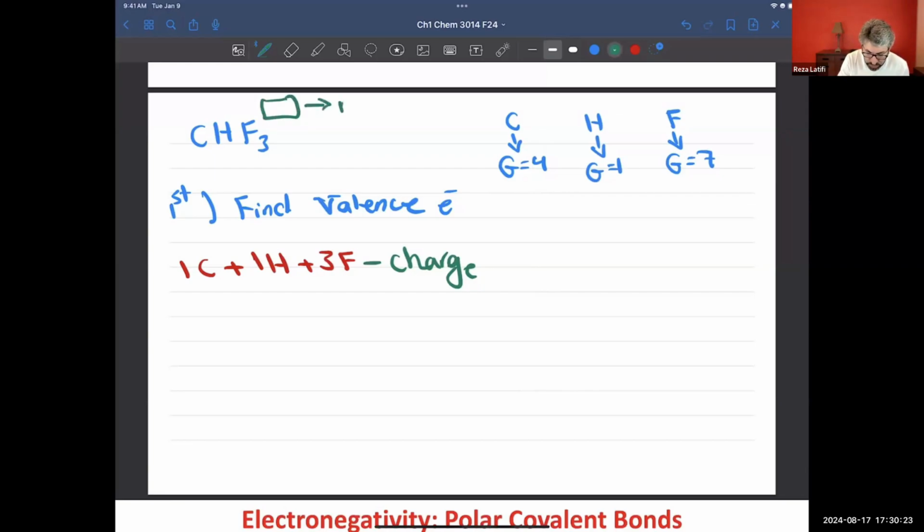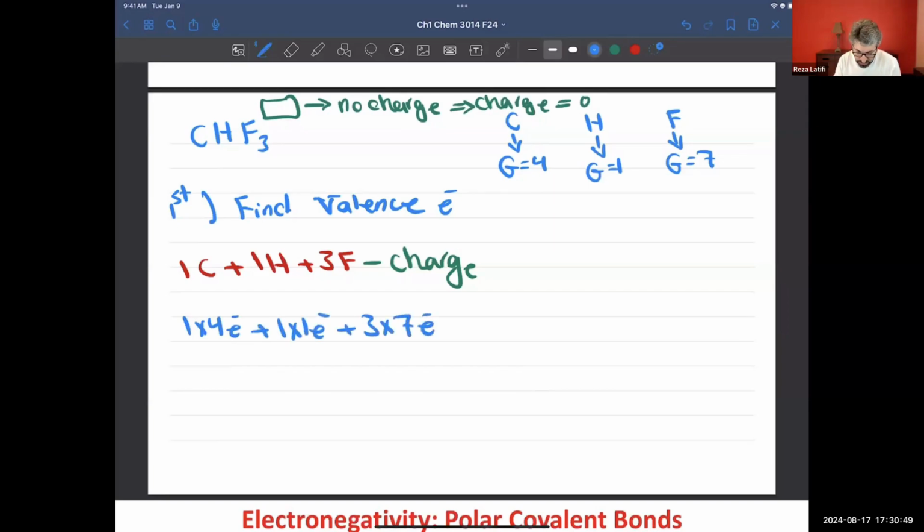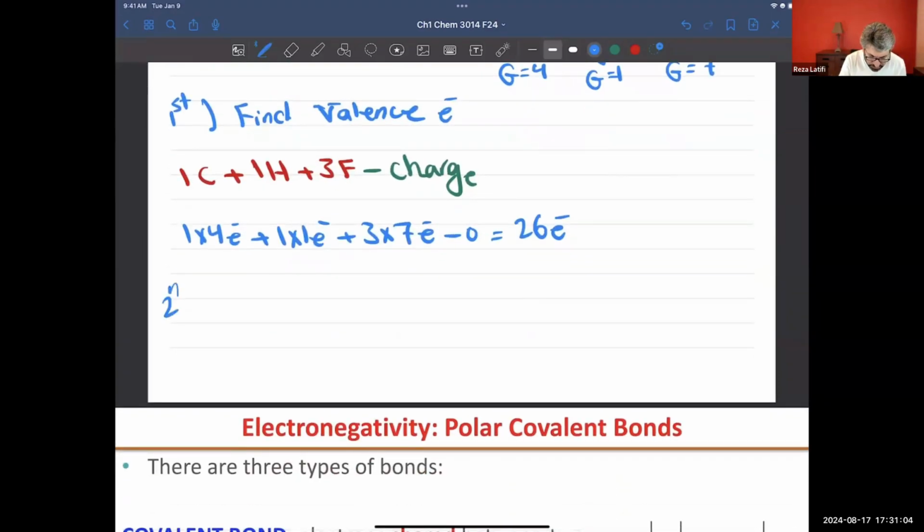Okay. No charge. No charge means charge equal to 0. So I'm going to say 1 multiply 4 electrons for carbon, 1 multiply 1 electron for hydrogen, and 3 multiply 7 electrons for each fluorine. Minus, okay, what's the charge? It's 0. So we don't care about that one. I get 21 plus 1 plus here 1, 22, 26 electrons. We got 26 electrons.